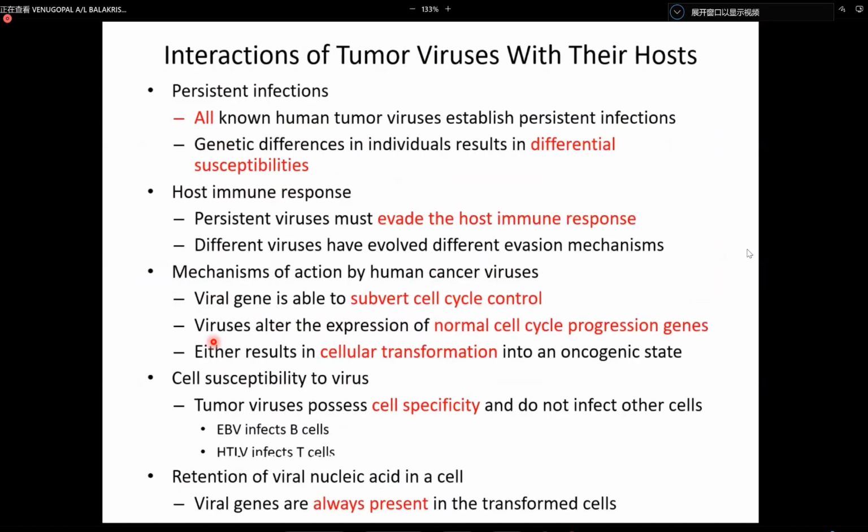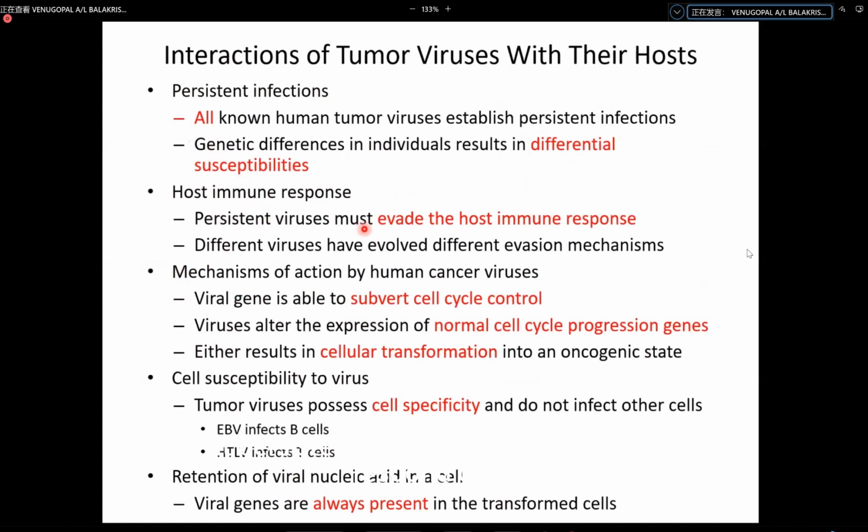So, interaction of tumor viruses with their host. How does a tumor virus interact with the host and make sure that the virus can survive, and at the same time convert the host into a cancer cell? All known human cancer viruses establish persistent infection. And genetic differences in individuals result in differential susceptibility. So it also depends on the individual's resistance. Someone will get it fast, someone will get it late. It will take time.